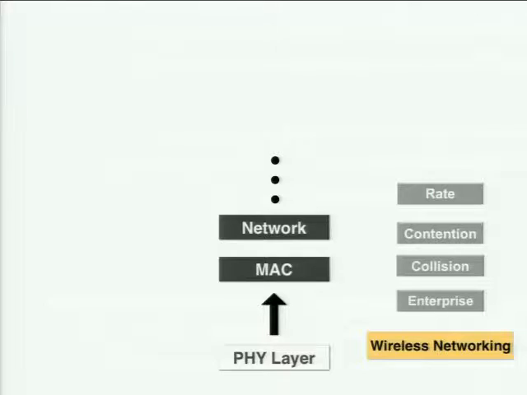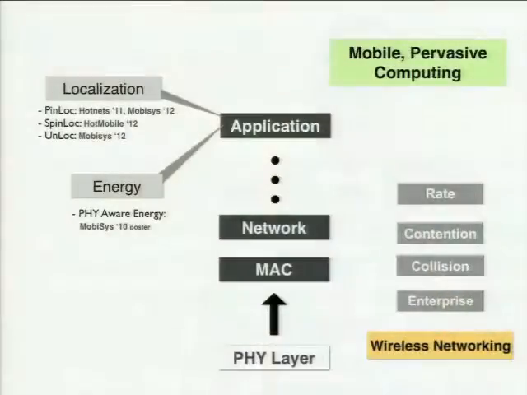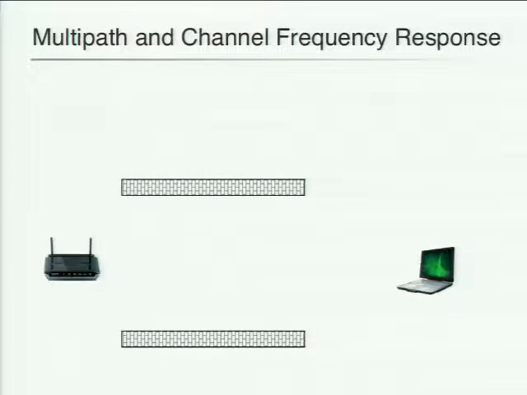Wireless physical layer can be viewed as a sensor. And if you can use this sensing information in the application layer, it will aid emerging areas like mobile and pervasive computing. So now I'll talk about how we could use this sensing information from the physical layer to help indoor localization. So indoors, we see something called multipath.